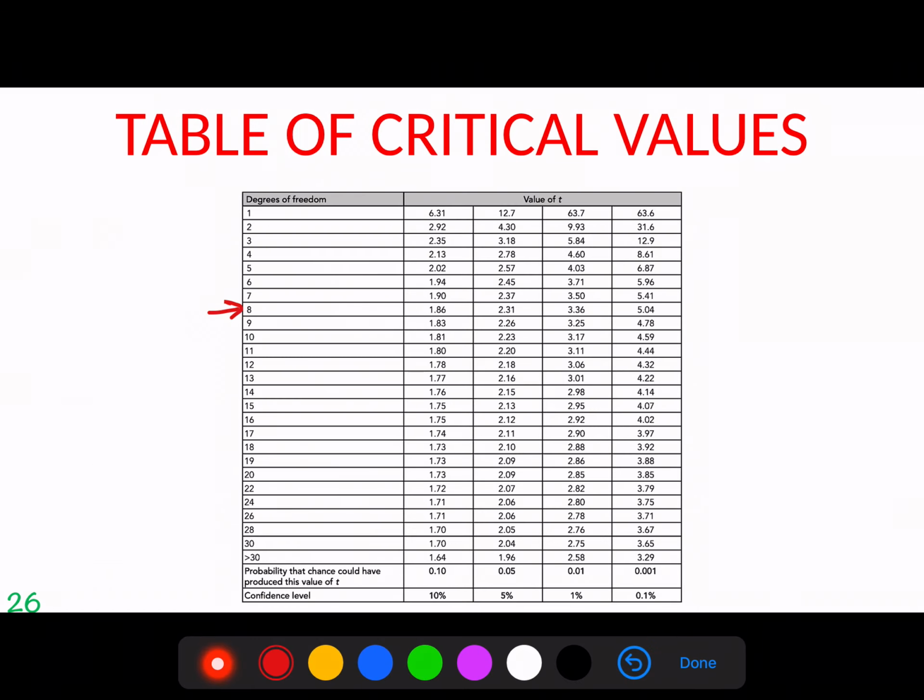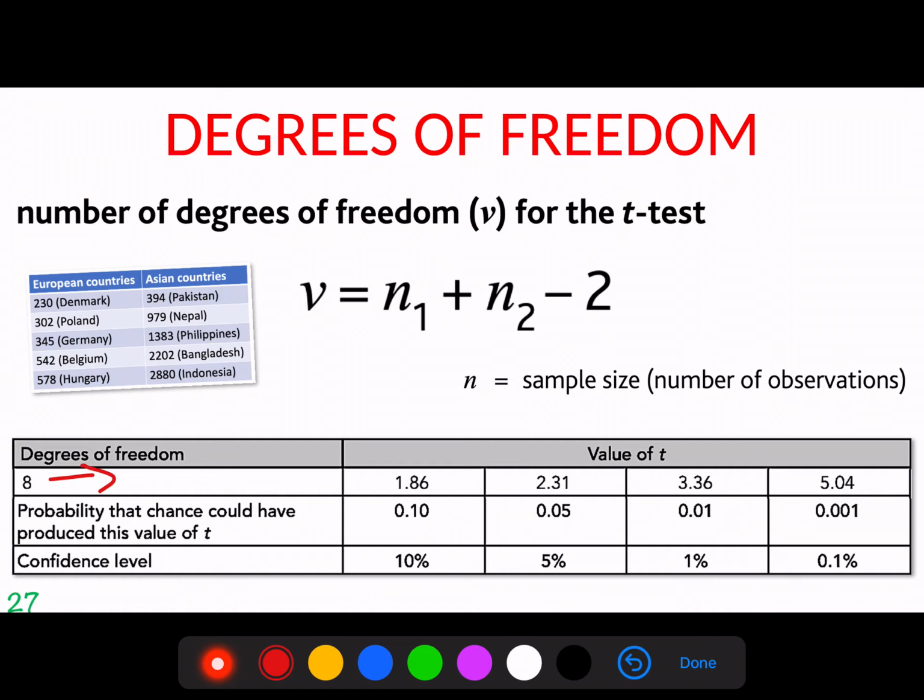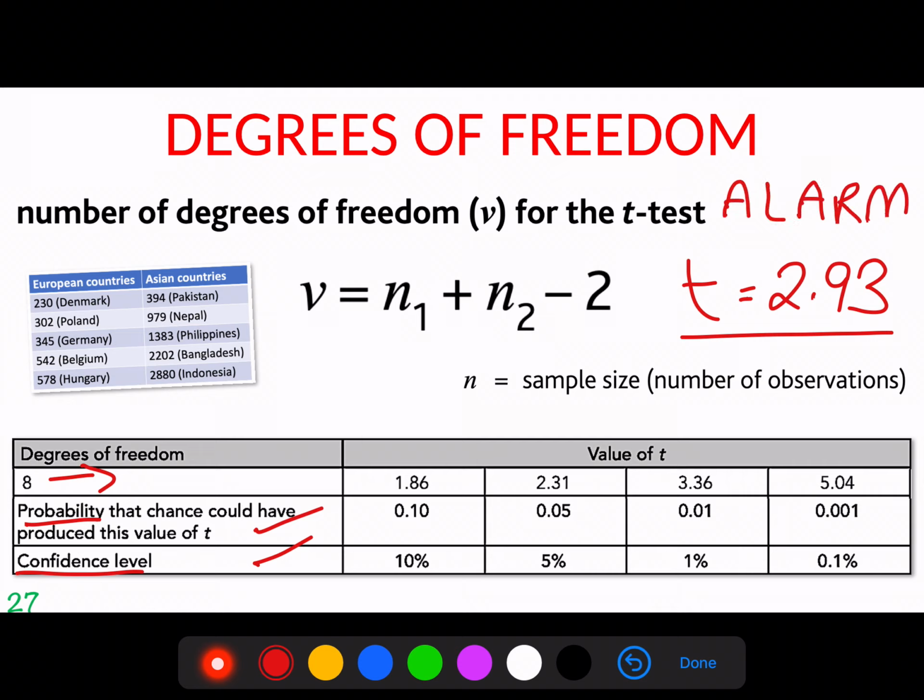But if you look at the bottom of the table, there are also 2 other very useful rows, and I've copied those across. The first one is the probability that chance could have produced this value of the t statistic, and the second one is a confidence level. You'll see that they are essentially the same thing, it's just that this one is probability and that one is percentage chance, I guess. Okay, this is where to really concentrate, everybody. Our value of t is 2.93. And we have to ask ourselves some questions now. Use the following acronym to help you: ALARM.